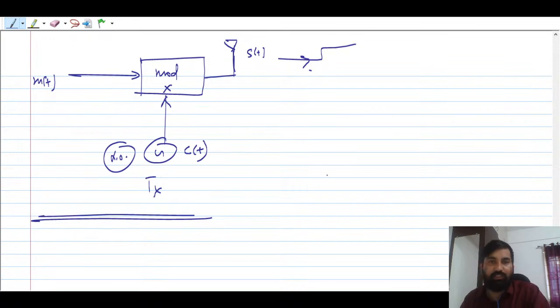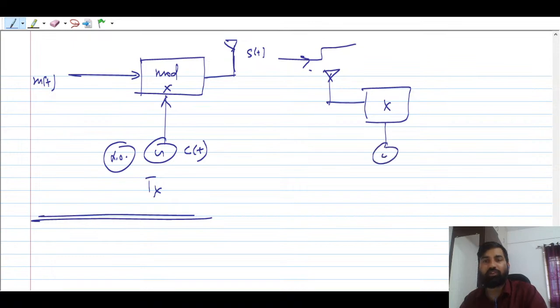Now what you do here, at the receiver end, suppose there is a receiver end. So again you have to introduce a modulator. So what will you do here? Again you will multiply with c(t) here, and then you have to pass it through an LPF. And this is the actual signal that you will get.